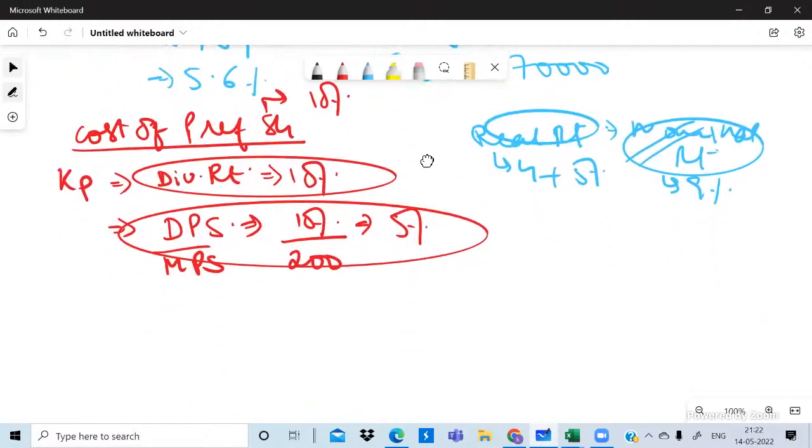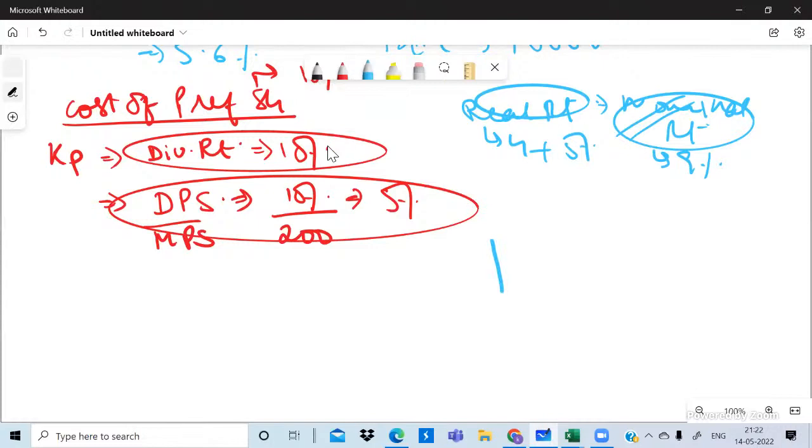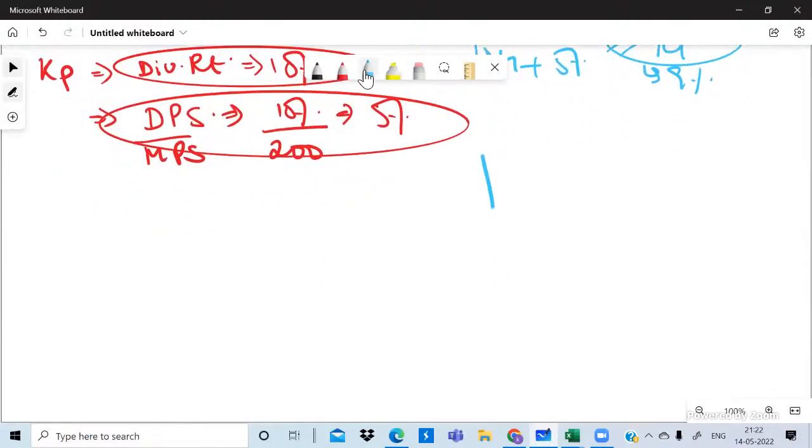Any doubt with cost of preference or cost of equity or cost of debt? Any questions till here?